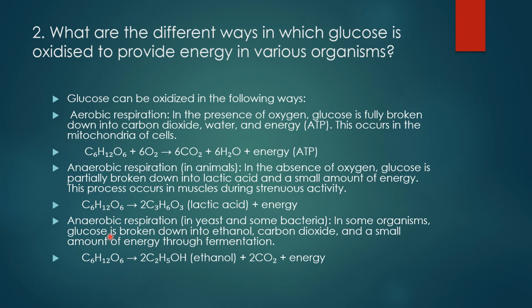Then third is anaerobic respiration in yeast and some bacteria. So what happens here? Glucose is broken down into ethanol, carbon dioxide and a small amount of energy through fermentation. So this is the reaction: glucose is converted into ethanol, carbon dioxide and energy, right?